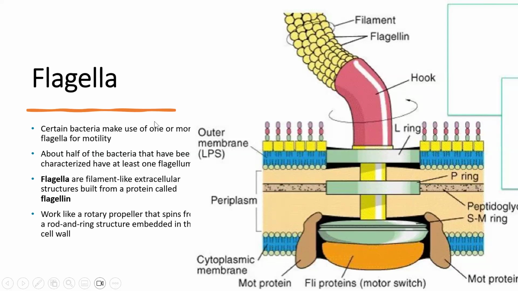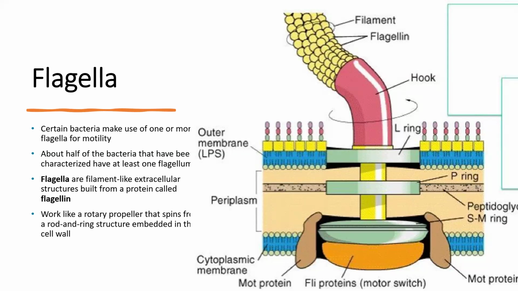Now, about half of bacteria that have been characterized have at least one flagellum. Many of them have multiple flagella. Flagella are little filaments that stick off of the cell, and they're a little bit different from the kind of flagella that some eukaryotes have. One of the things they have is a protein called flagellin.